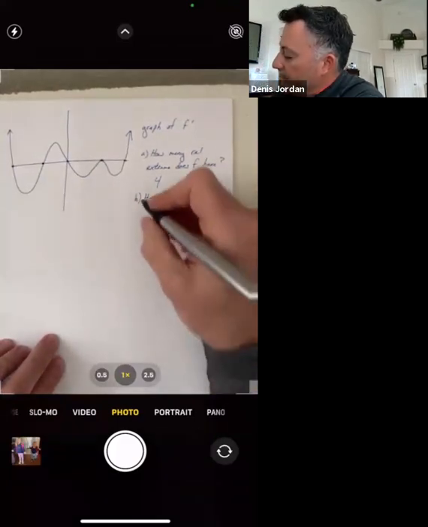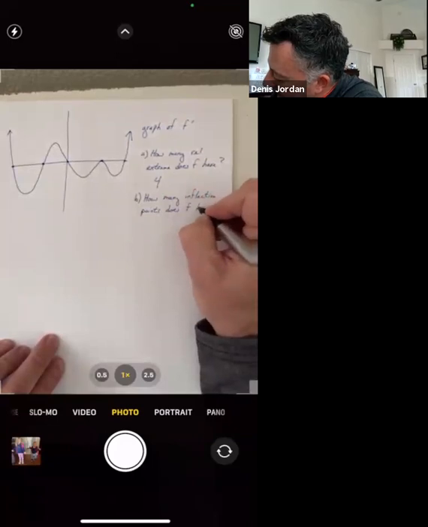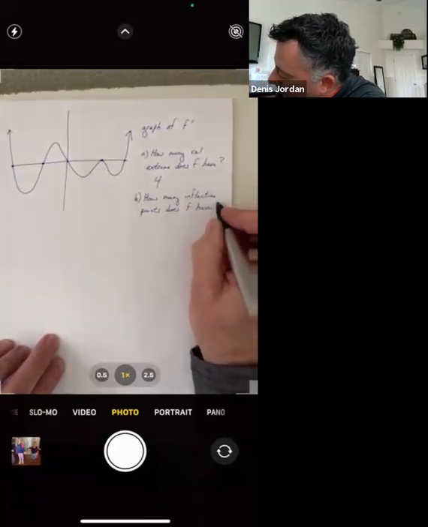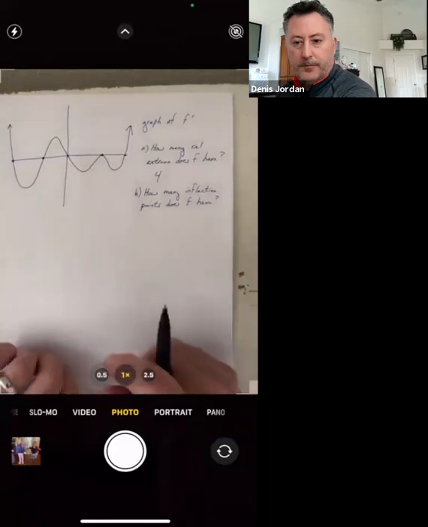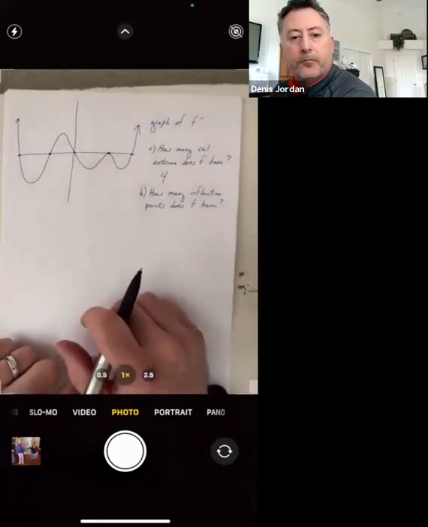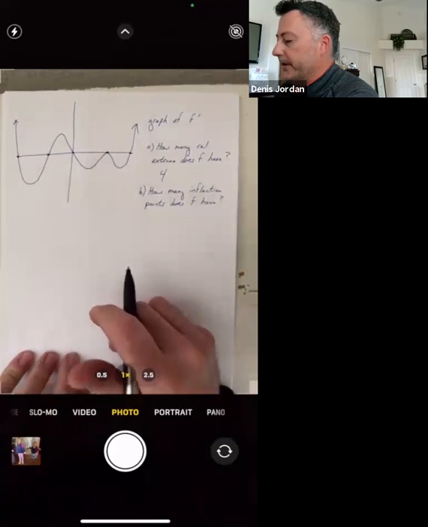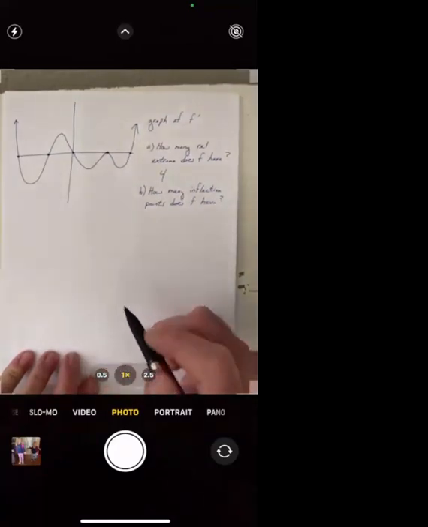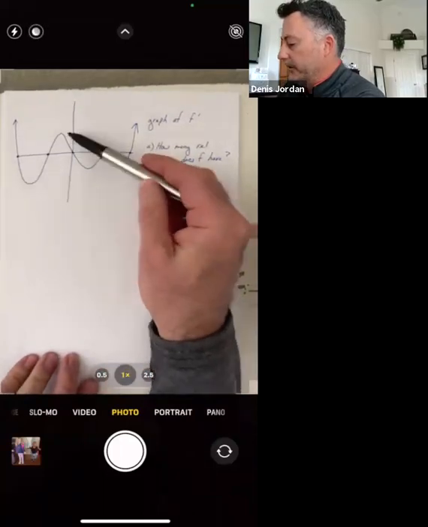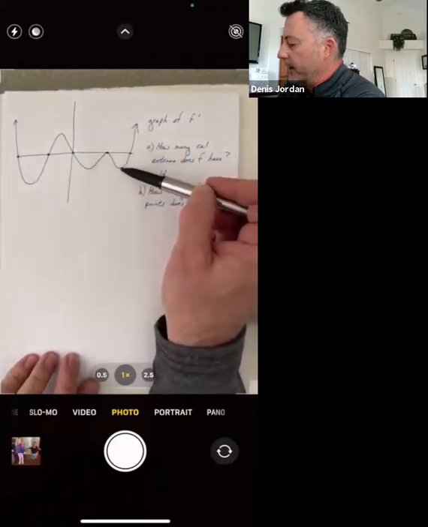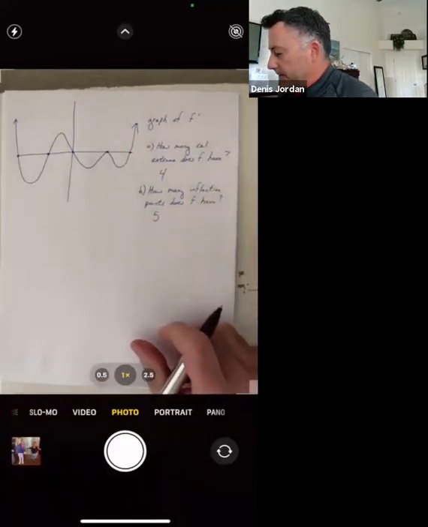Okay, and then part B, how many inflection points does F have? Five, using those rules we just learned. Which was? So basically you just look for where this graph changes direction, right? And I think that's five times. Yeah. So that'd be 1, 2, 3, 4, and 5. Nice job.